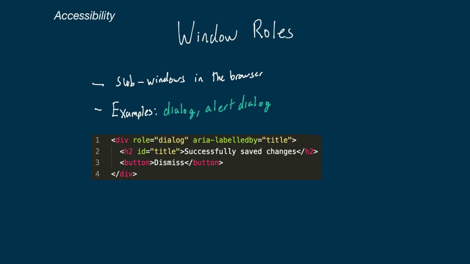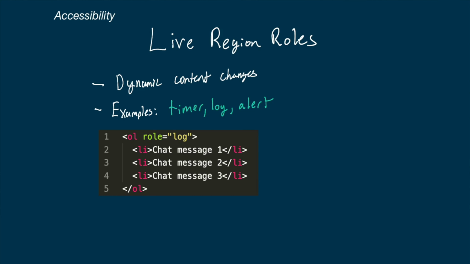A dialog does just that. It removes some content from the rest of the flow of the browser and says that this content is different. It is sort of a piece of dialogue. It is separate. An alert dialog does the exact same thing, except it is an alert, meaning that it has high importance and it's something that needs the user's attention immediately. Next, we have live region roles, and these define dynamically changing content.